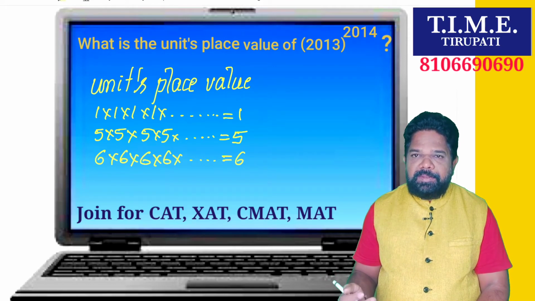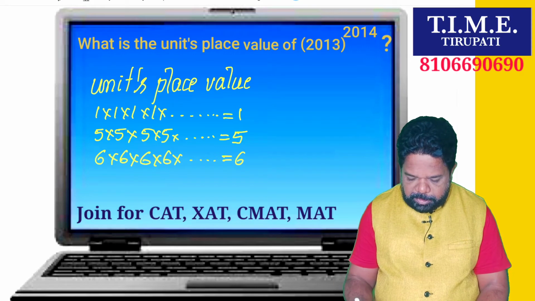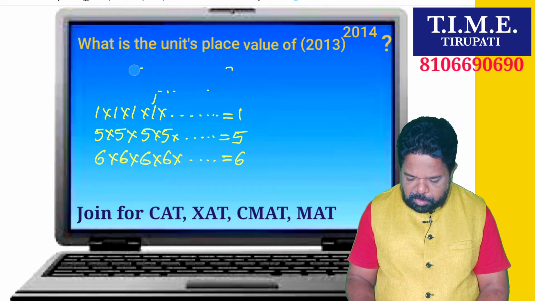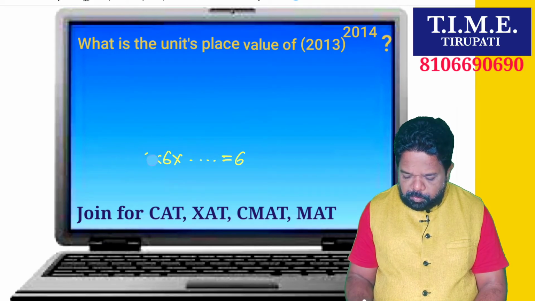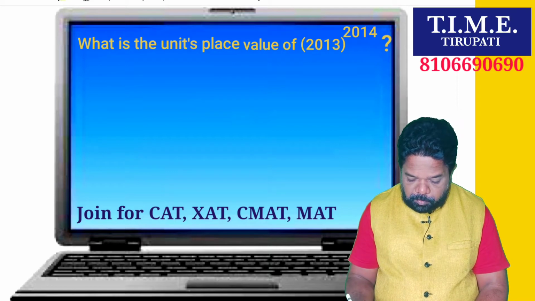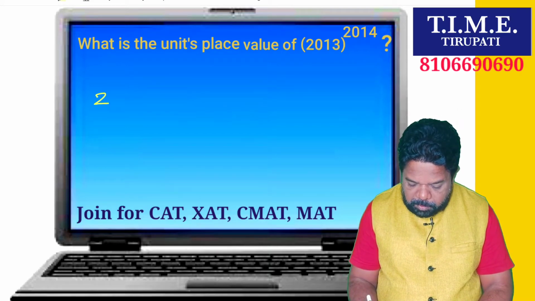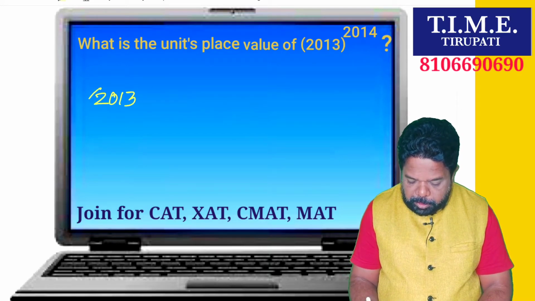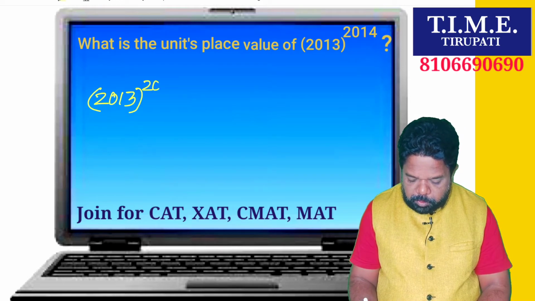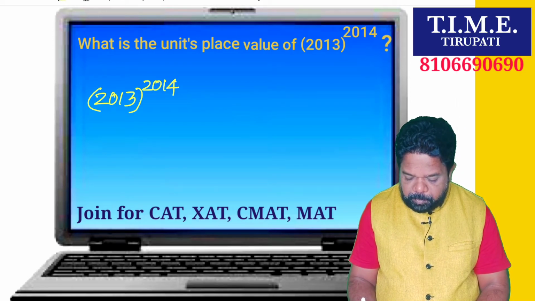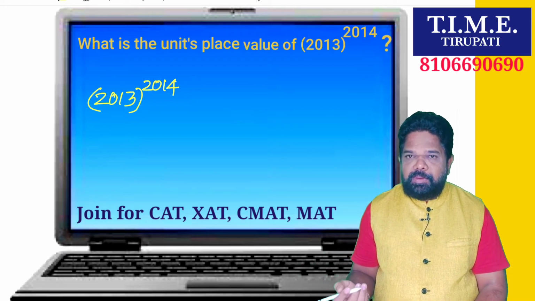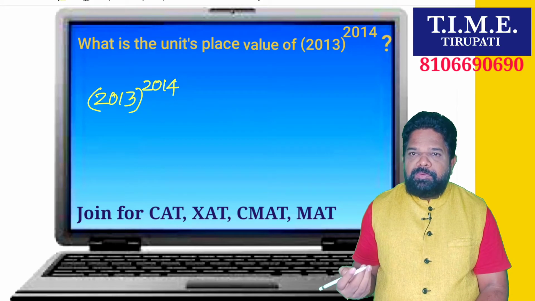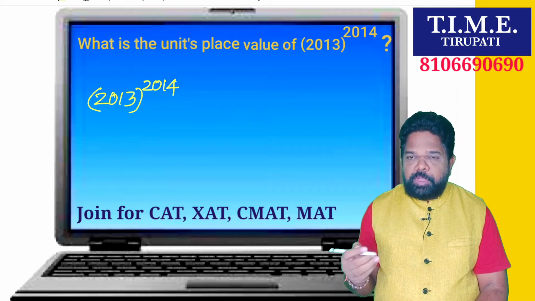But how can we apply this logic to our question? Our question is 2013 whole power 2014. What is the units place value of 2013 whole power 2014? It is also a previous CAT model.